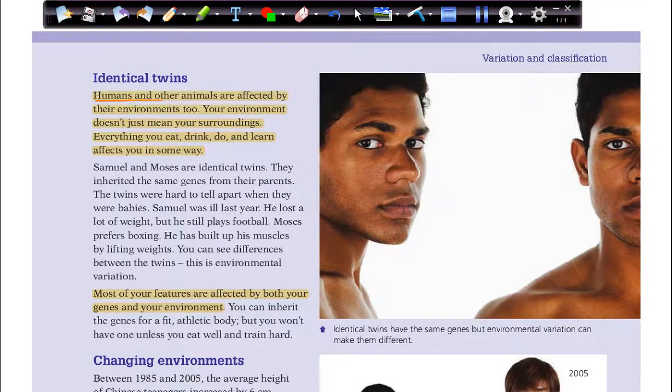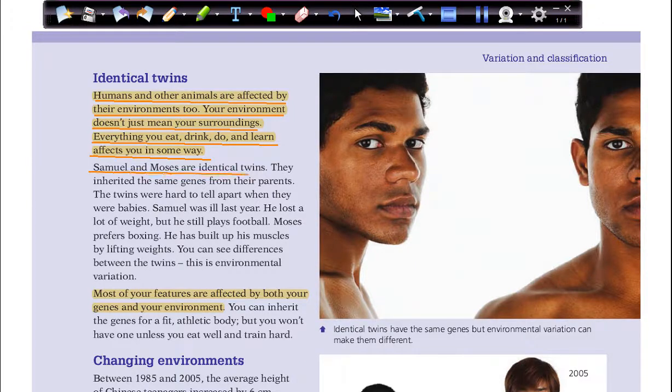Identical twins, humans, and other animals are affected by their environments too. Your environment doesn't just mean your surroundings. Everything you eat, drink, do, and learn affects you in some way. So if you're sleeping early, eating a healthy diet, reading books, drinking water a lot, doing exercise every day regularly, this could affect your body mass, your height too, and your health. So this is called environmental variation. It doesn't relate to your genes. You inherited some features from your parents, but your environment, anything you are doing, affected you somehow.